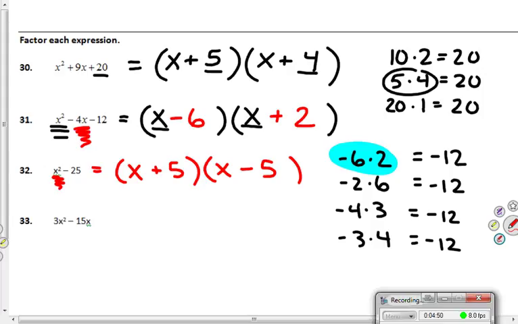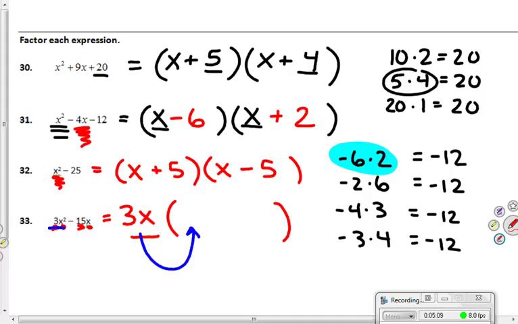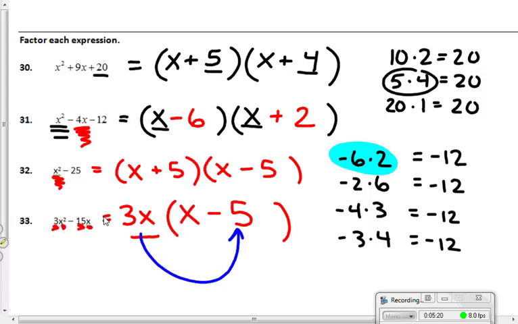In the last one we have factoring. We bring out their common factor. Does the same number go into 3 and 15? 3. Does the same letter go into x squared and x? x. Then you think, what would go here to make it 3x squared? What would go here to make it negative 15x? That's how you factor number 33.